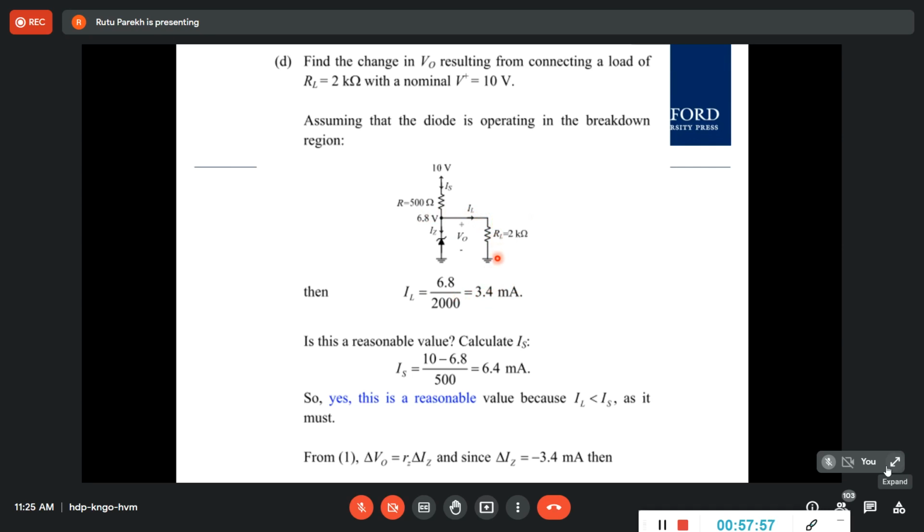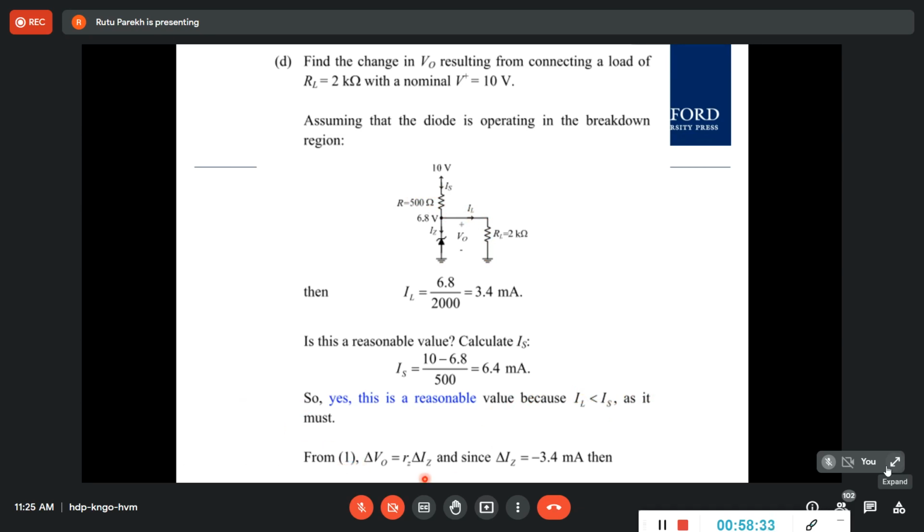Is this value correct? It is only correct when IL is less than IS. So that's what we are trying to find out, what will be the IS. IS is simple. We have the voltage across the Zener, so 10 minus 6.8 divided by 500, that is 6.4 milliamp. So IS is 6.4 and IL is 3.4. So this is much higher than this, and it makes sense. This is a reasonable value because IL is less than IS, and it should be.